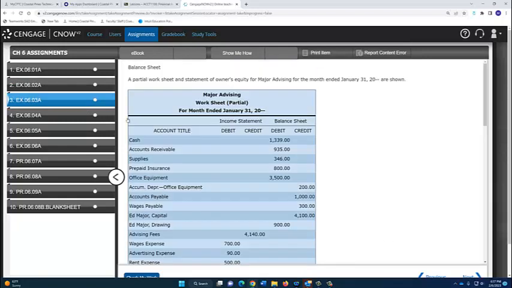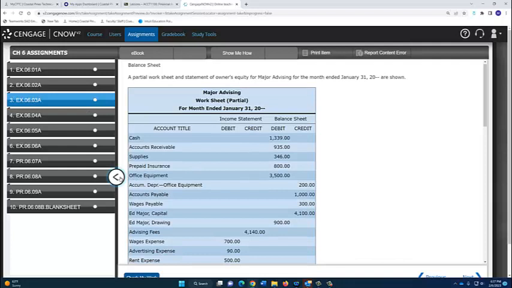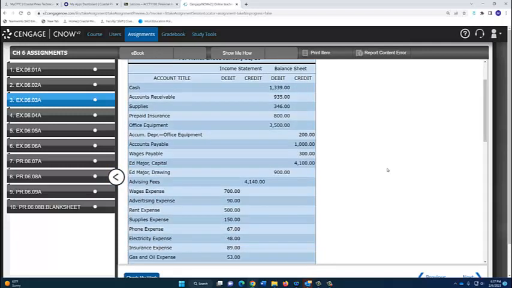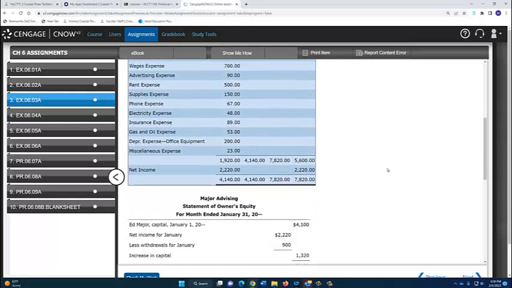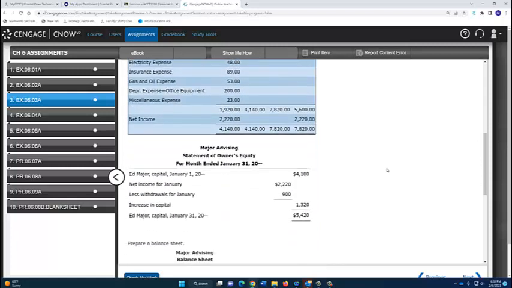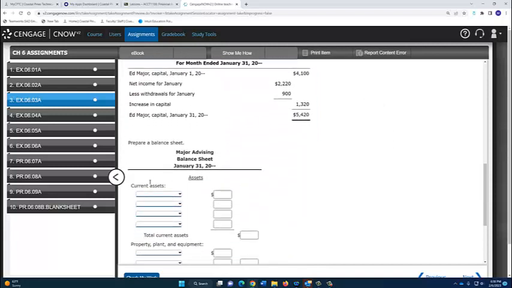Now, probably the most changed financial statement in this chapter is the balance sheet, because it's the classified balance sheet now, where we're classifying our assets and liabilities as to whether they're short-term or long-term. We're going to begin with our current assets here. Notice that we've got two more headings under the assets. We have current assets and property, plant, and equipment.